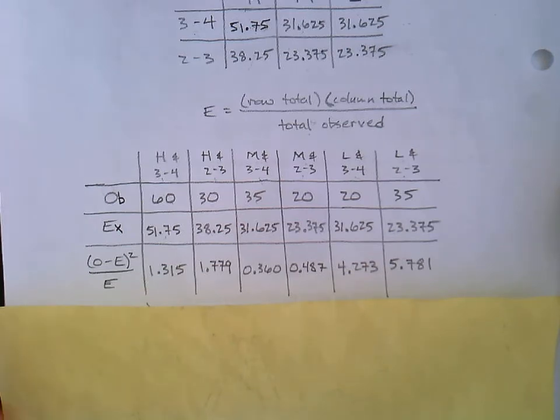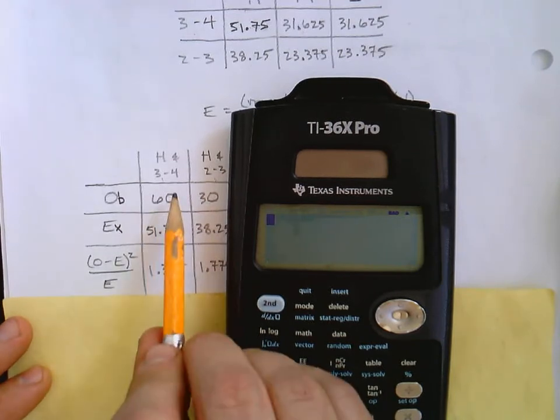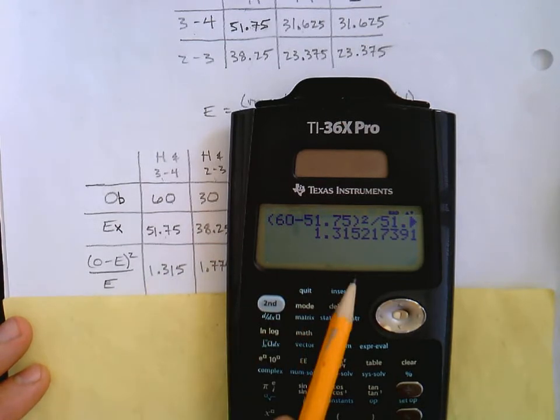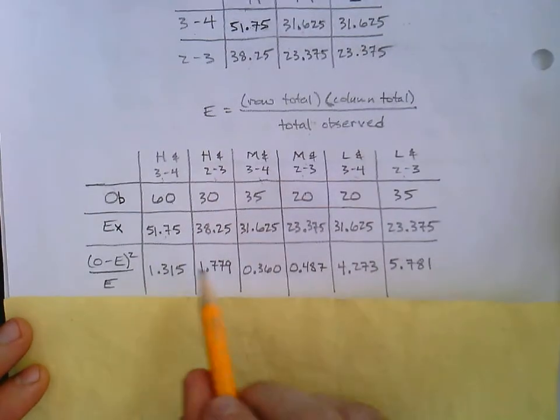No problem. So if we do this first one for this first column, same idea: 60 minus 51.75 squared divided by 51.75. And that will give us 1.315 when we round to 3 decimal places. That works. Make sure you can calculate all these same numbers that I just got.